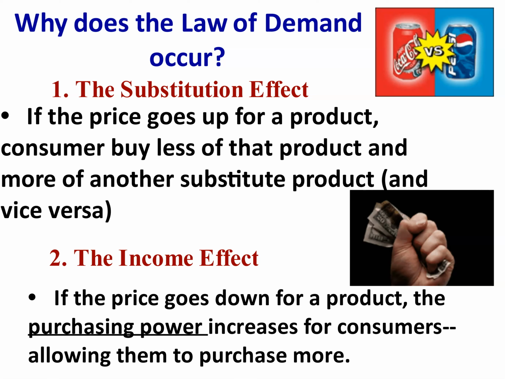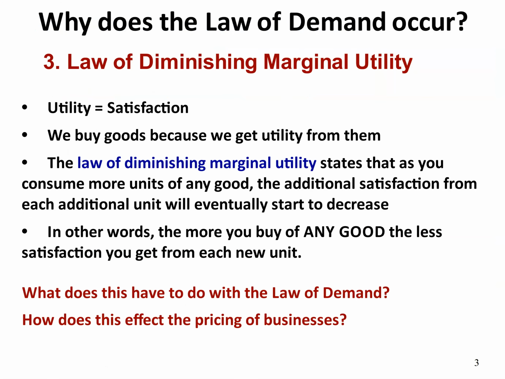So if you're going to raise the price on them, the income effect says, well, I have less purchasing power. I may not be buying as much of that good. So the quantity of the goods that are sold will actually drop as the price goes up. And again, it's the quantity that's changing here.